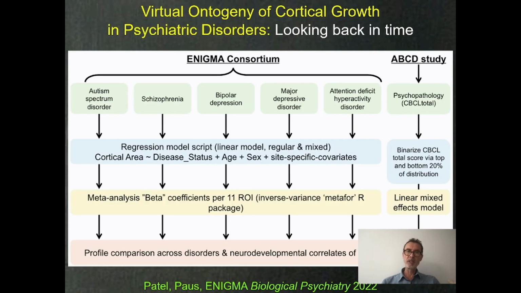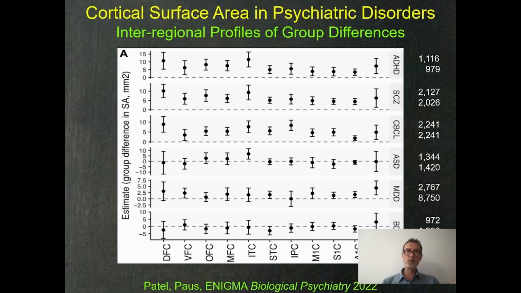And we again carried out this work in the context of the ENIGMA Consortium, but we also used the ABCD study, but we binarized it to individuals with the top 20% score on psychopathology, child behavior checklist, and bottom 20%. So we have again the case control design here. And we then brought together, again, 100 plus cohorts with these data and ran virtual ontogeny on that profile. So first, let's have a look at the profiles.